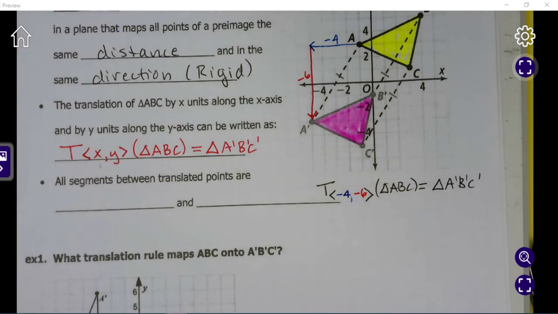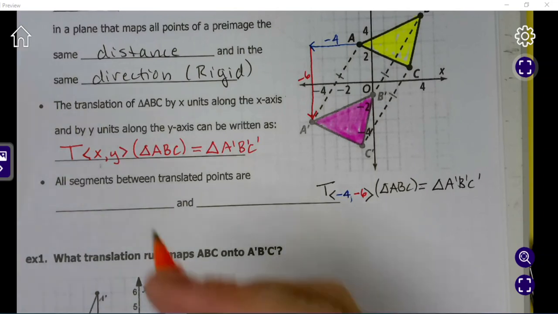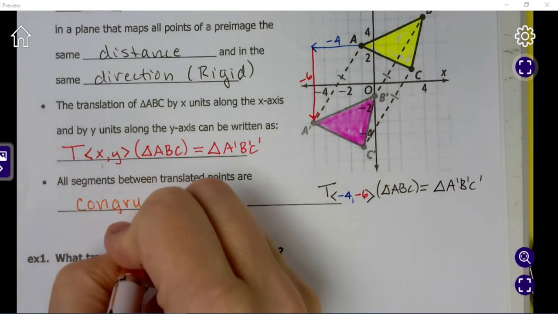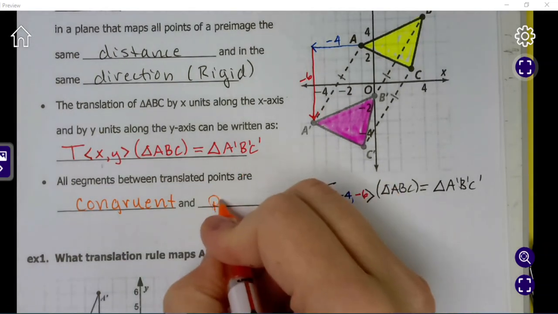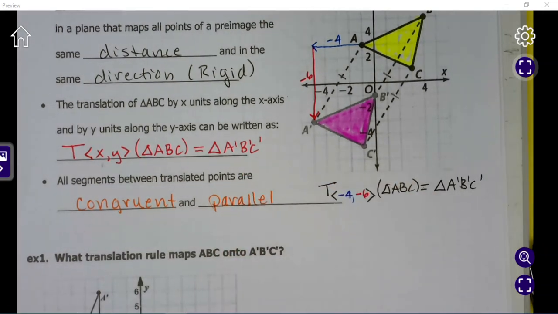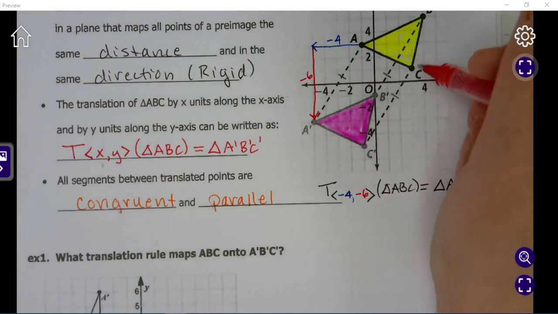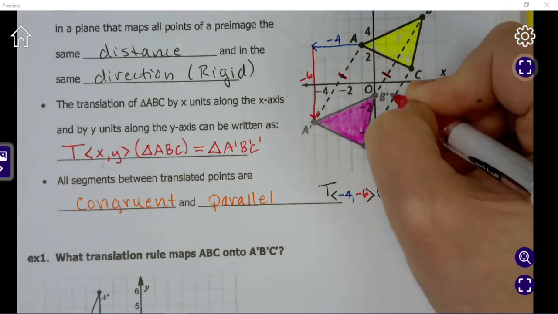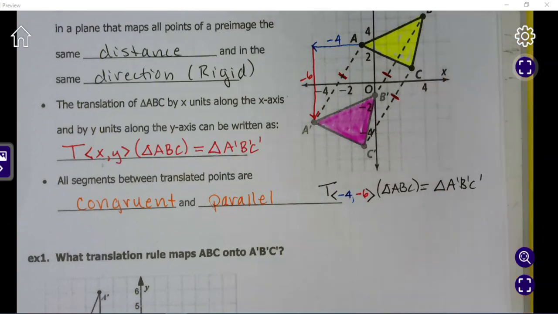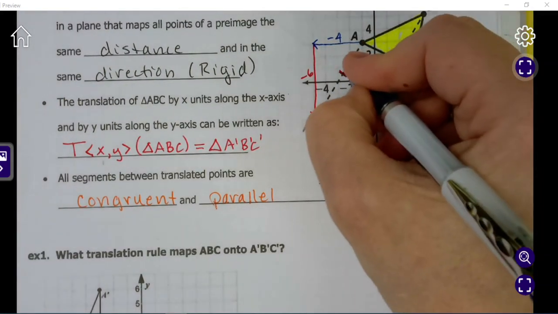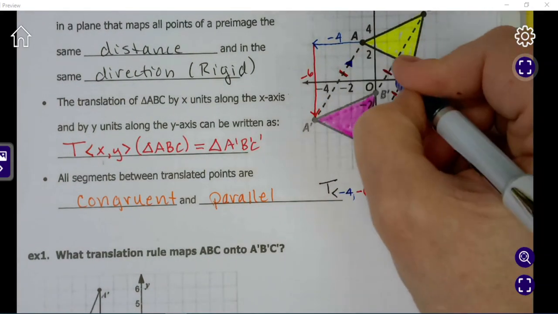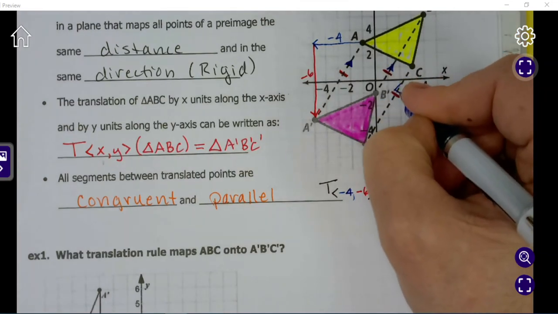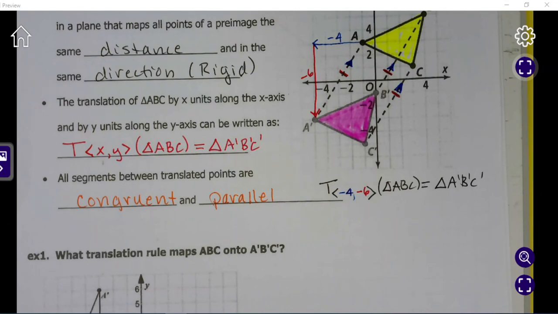All right, last bullet. All segments between translated points are congruent and parallel. So you can see in the picture, they've used hatch marks to mark A to A prime, congruent with B to B prime, congruent with C to C prime. All those are the same length. And additionally, you can tell from the picture that they are going to be parallel. So A to A prime is parallel to B to B prime, which is parallel to C to C prime. We have a lot of math we can do with parallel lines.